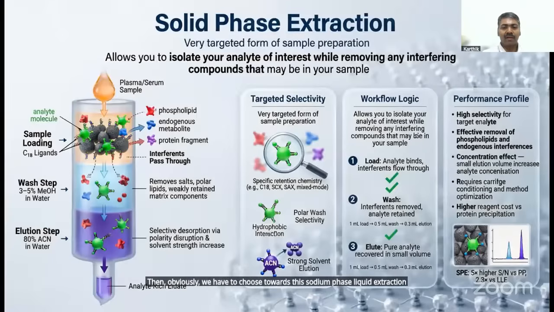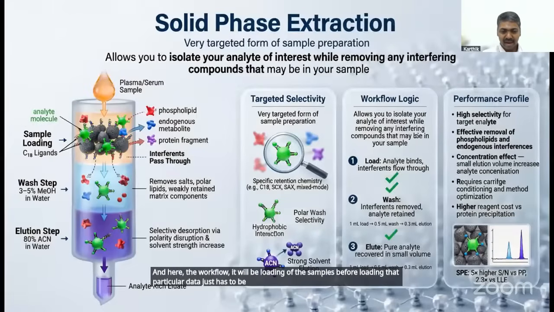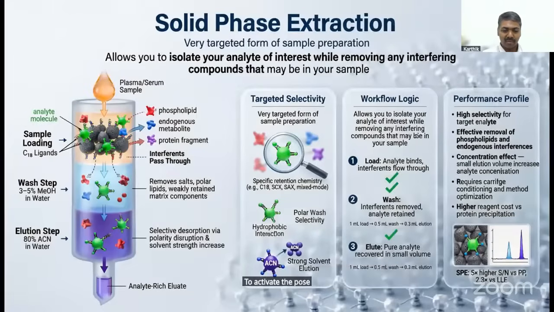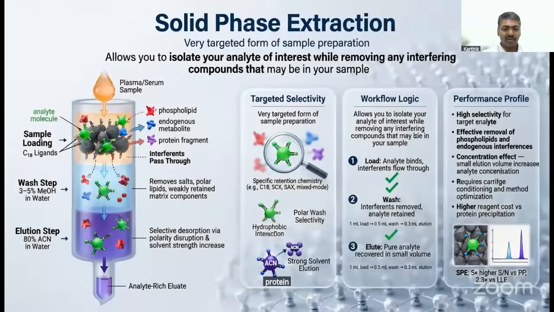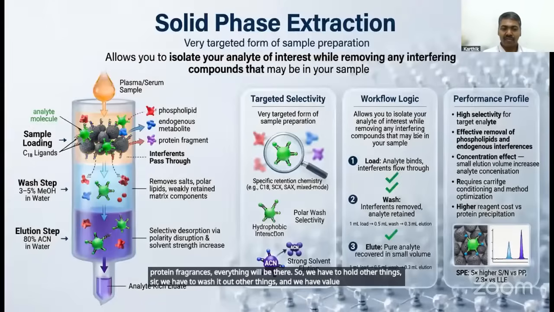In the workflow, before loading the samples, the cartridge has to be conditioned to activate the pores in the bottom of the cartridge. Once it has been activated, we load the sample which has the analyte. Because the plasma sample won't have only the analyte, it may have phospholipids, endogenous metabolites, protein fragments, everything. So we have to hold back or wash out the other things, and elute only our analyte of interest.